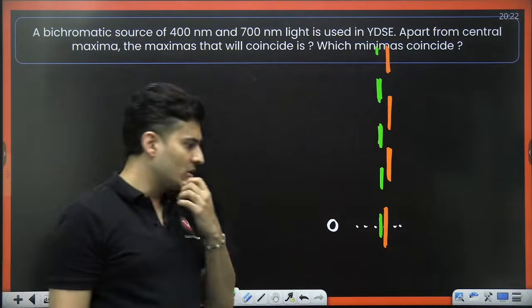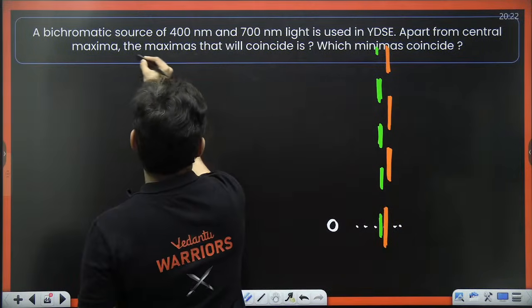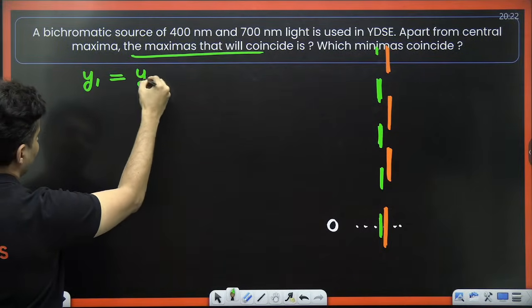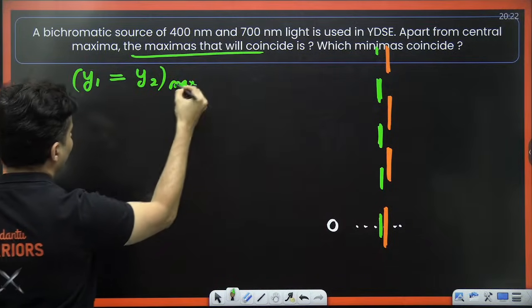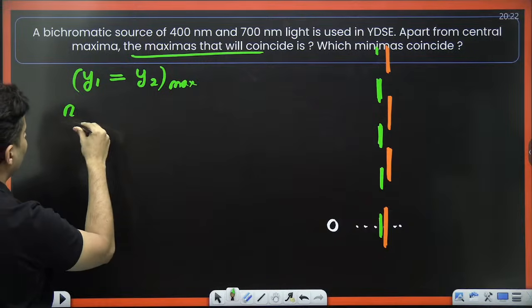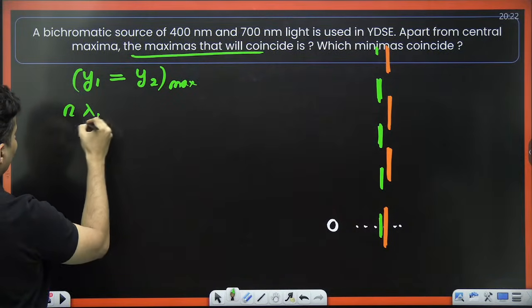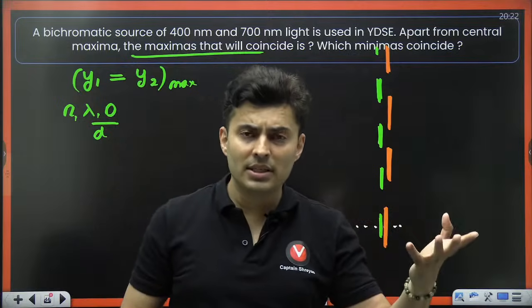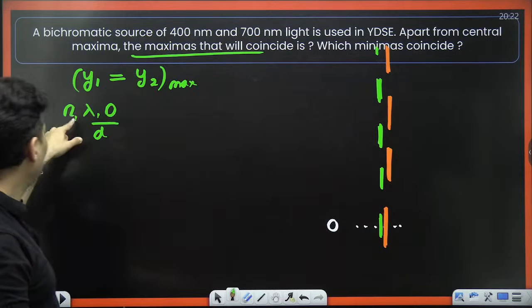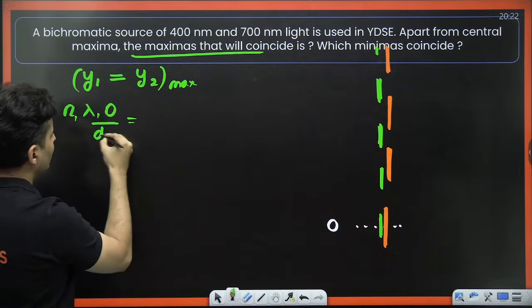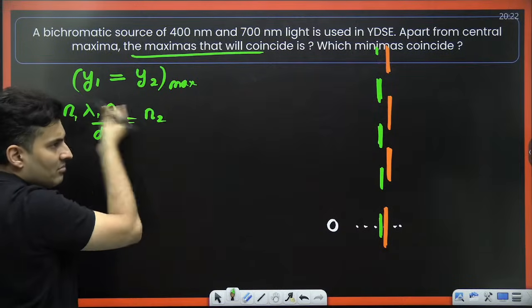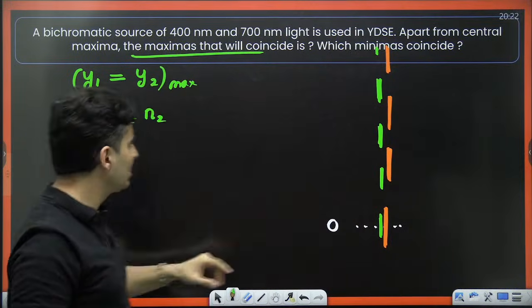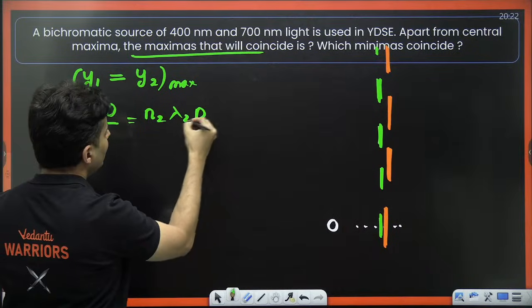Okay. So how do we solve this question? Let's start with the first one, where the maxima will coincide. So maxima of 1 should coincide with maxima of 2. The formula for maxima is n beta, and beta is itself lambda D by d. N is different, lambda is different, because the 5th fringe might coincide, 4th fringe might coincide, 3rd might coincide. So I don't know the n. D and small d are same. For the other one, n2 will be some different fringe. Maybe the 3rd fringe coincides with the 5th fringe, the 4th fringe coincides with the 8th fringe. So those numbers could be different.